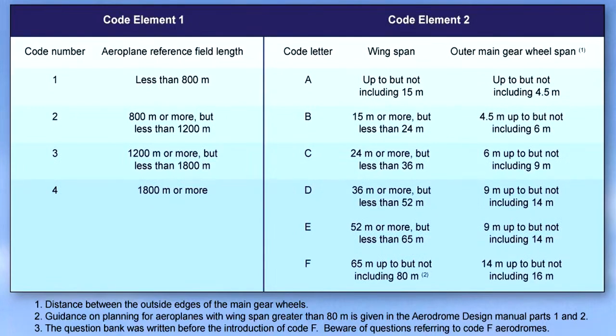The aeroplane reference field length is the minimum field length or takeoff distance required for takeoff at maximum certified takeoff mass at ISA conditions. It will also include still air and runway slope considerations, as defined in the appropriate aircraft flight manual.